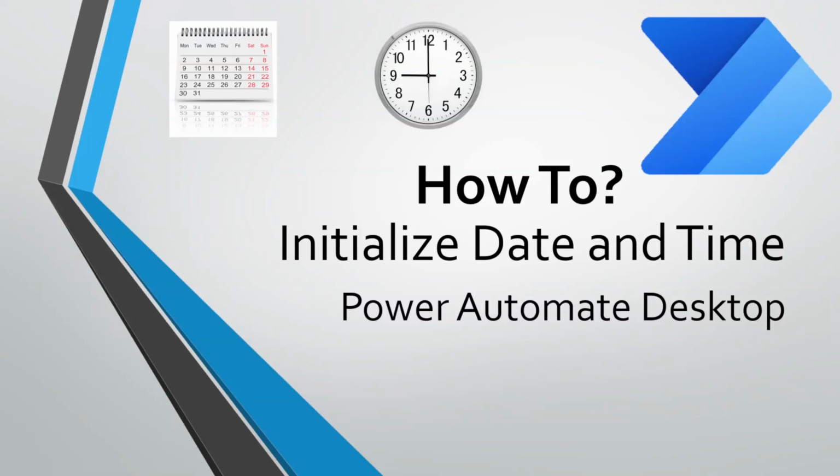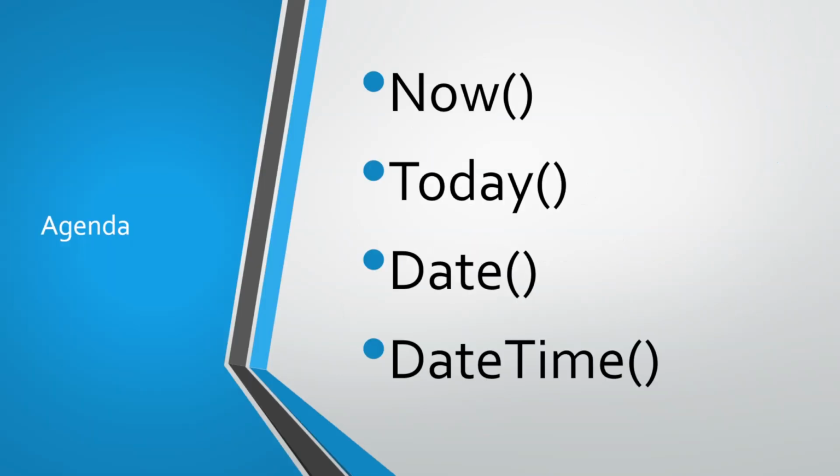Most Power Automate Desktop beginners get confused when it comes to date and time. What is the difference between now and today? And what is the difference between date and DateTime? These are the four functions which are used to initialize a date. In this video, let us go through these functions, learn how to use them, and see the major difference between them. Let's go directly.